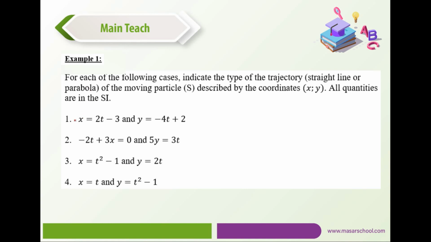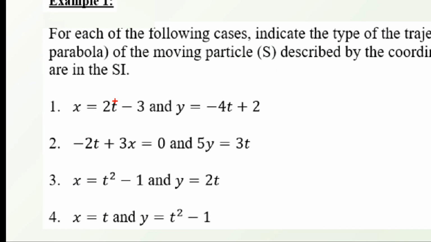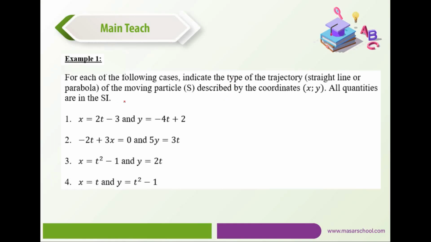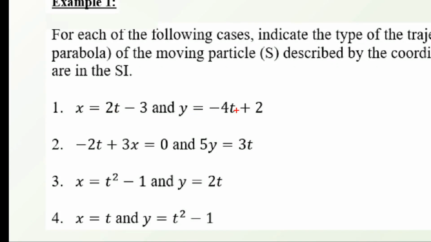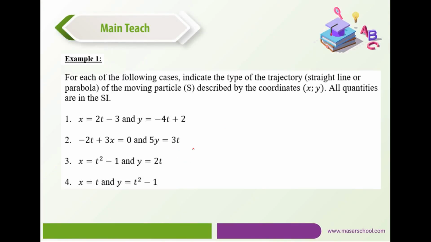So in example 1, we notice that x is linear in time and y is linear in time. So if we try to solve for t, it means if we try to find an equation that depends only on x and y, that would give us a linear equation in x and in y. For example, if we try to isolate t here, t would be given by x plus 3 divided by 2, and if we replace it back here, we are going to have a linear relation between y and x, simply because x is linear in time and y is linear in time. So this means this is a straight line.